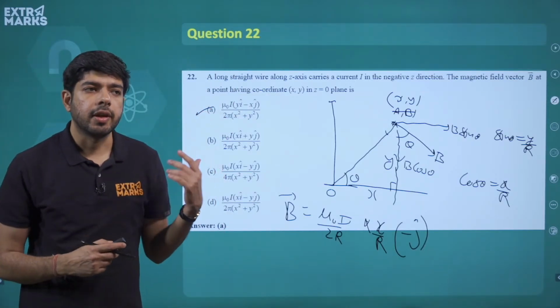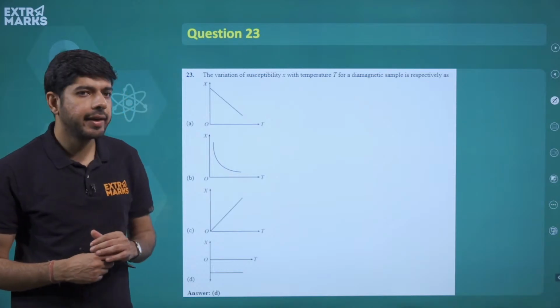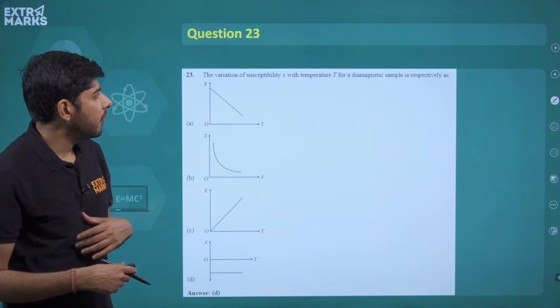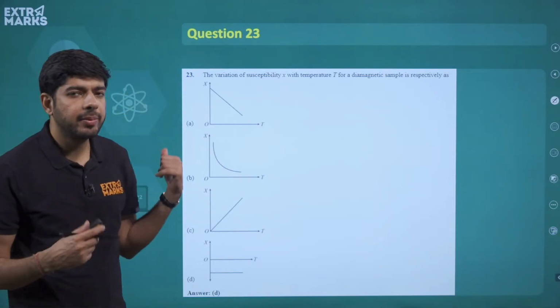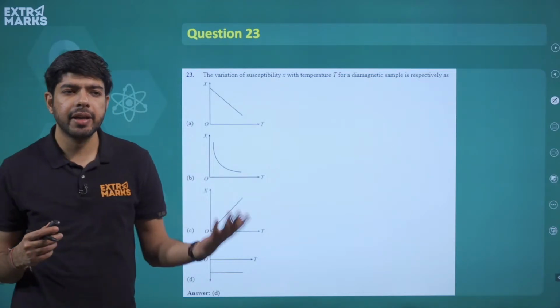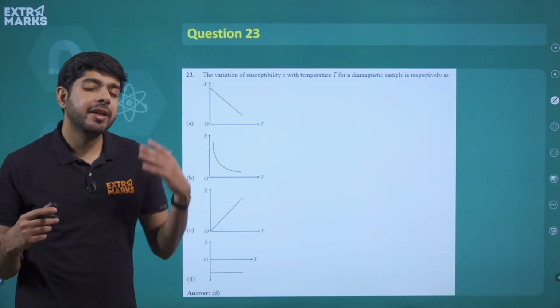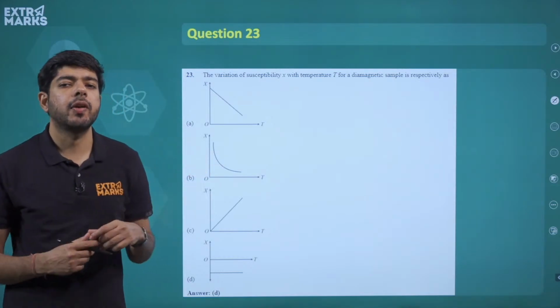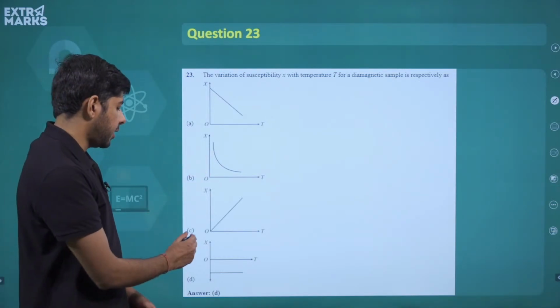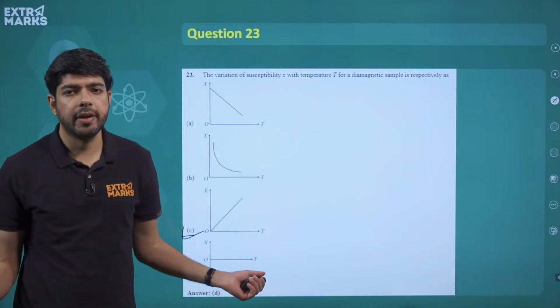So yeah, let's continue. Okay, variation of susceptibility. I need to remember that for diamagnetic the susceptibility is negative and it is not dependent on the temperature. So that is why the answer is option D, not dependent.